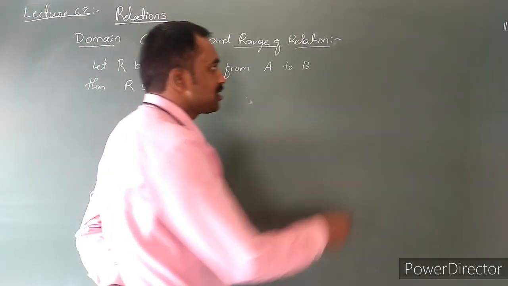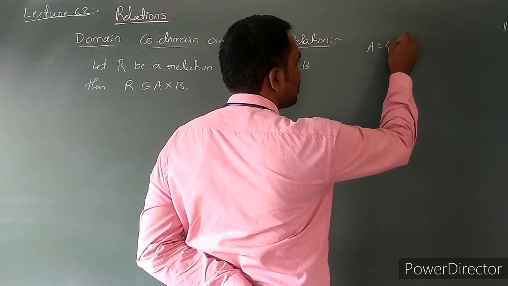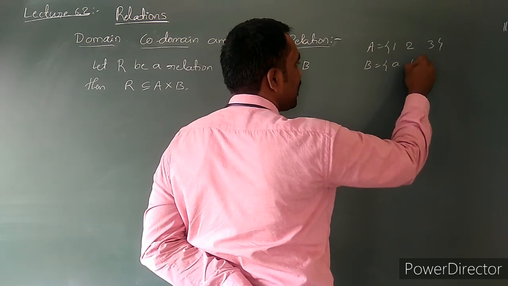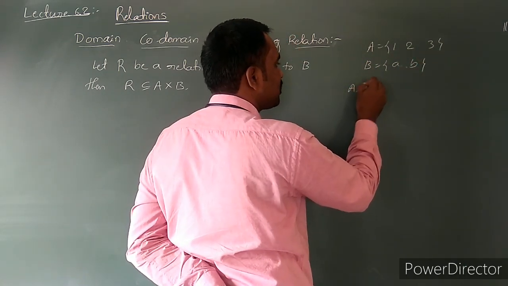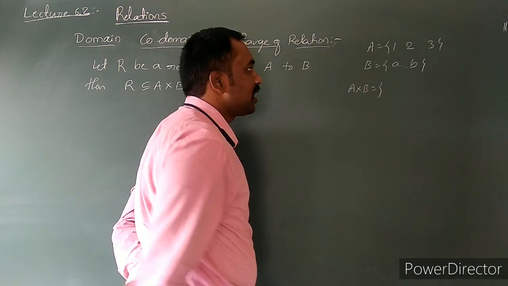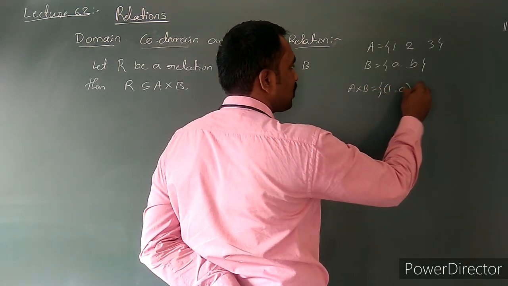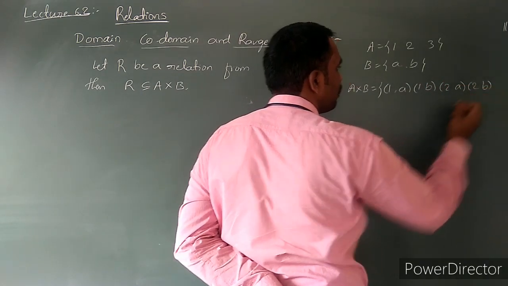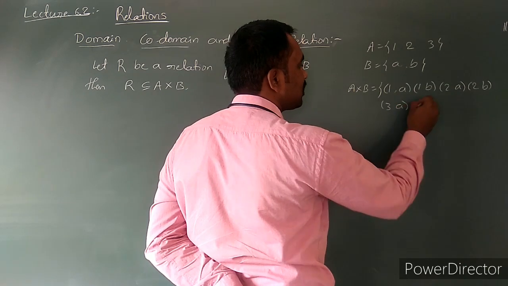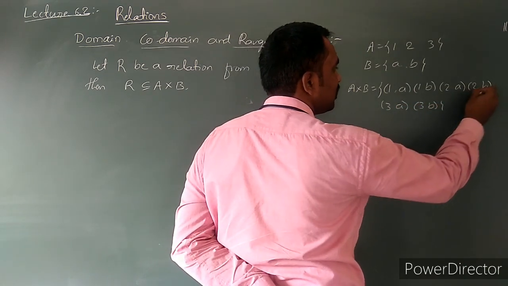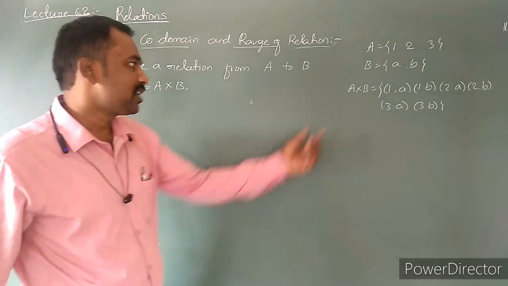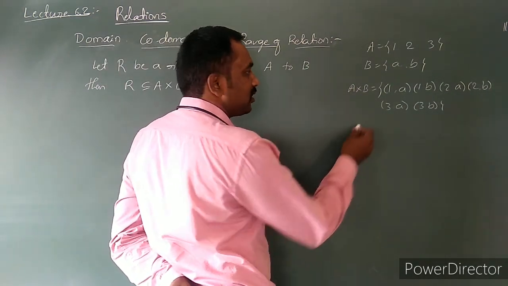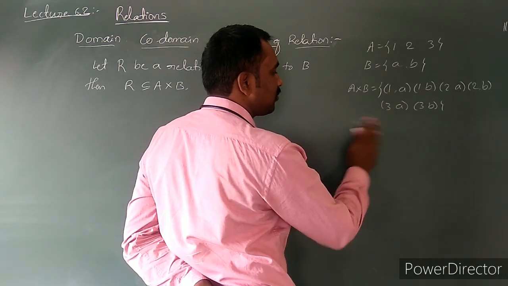I will write one particular example simultaneously. Suppose the set A contains 1, 2, 3. Set B contains A and B. Now, what is the Cartesian product of these two sets? I am going to write all the possible ordered pairs: 1, A, 1, B, 2, A, 2, B, next 3, A, 3, B. These are all the possible ordered pairs of the Cartesian product A cross B. How many subsets can we write? N of A cross B. What is the N of A cross B?